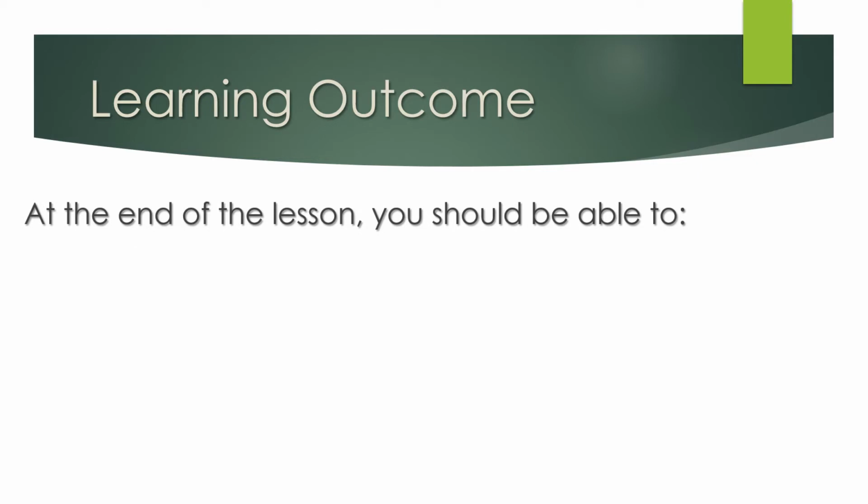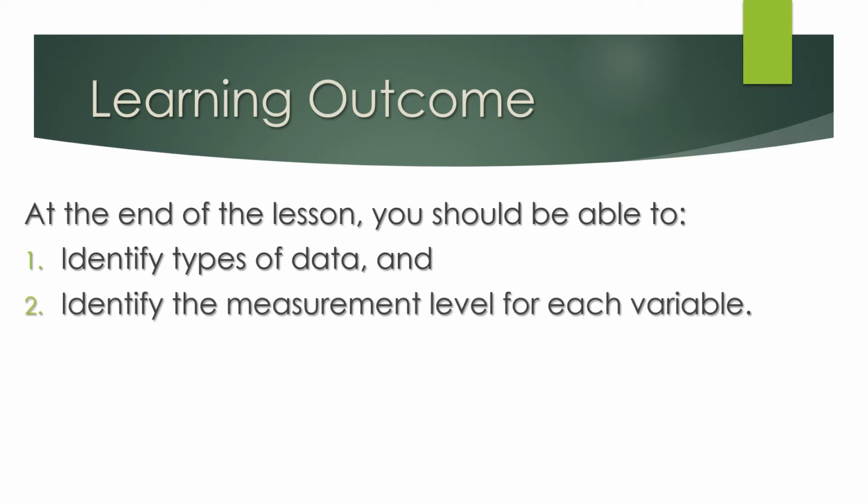For the learning outcome, at the end of the lesson, you should be able to first identify the types of data, and second, identify the measurement level for each variable. As stated in topic 1 or lesson 1, a statistician gains information about a particular situation by collecting data for random variables. So in this section, we will explore in greater detail the nature of variables and types of data.